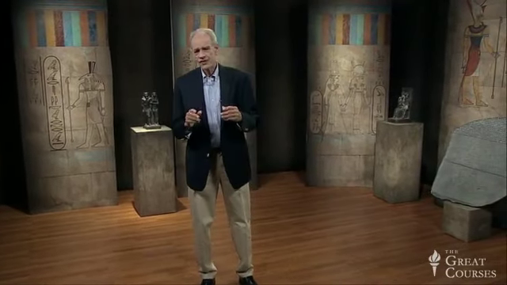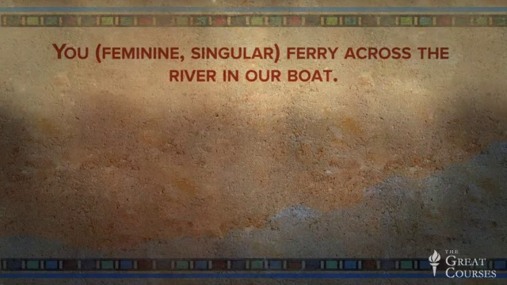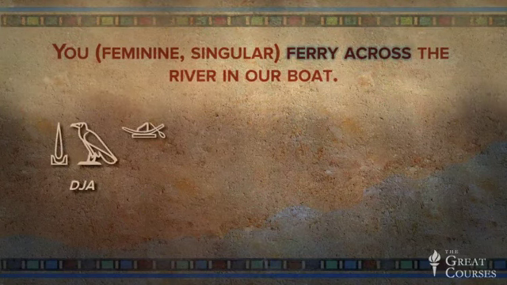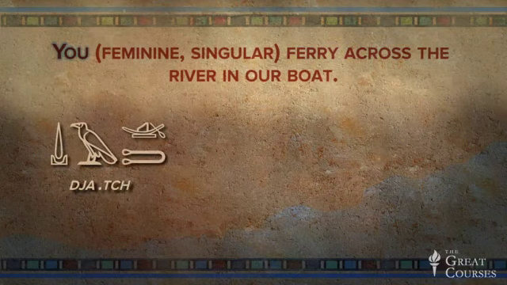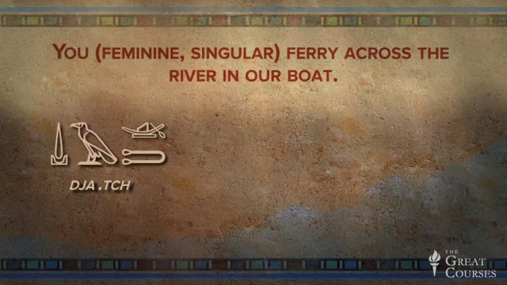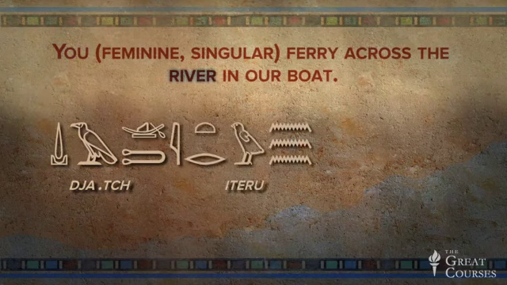Okay, let's use some other pronouns. How would we say you, feminine singular, ferry across the river in our boat? We start with the verb ja, to ferry across. Now, for the suffix pronoun for you, feminine singular, that's the tethering ring, ch. So you, young lady, are ferrying across. It's not just ferrying across, it's ferrying across the river. So we add our relatively new vocabulary word for river, itaru.